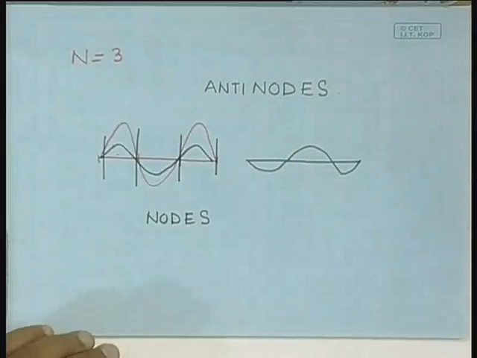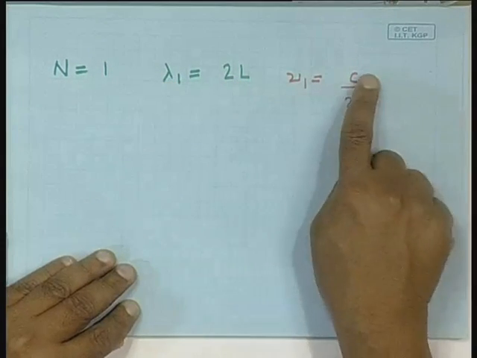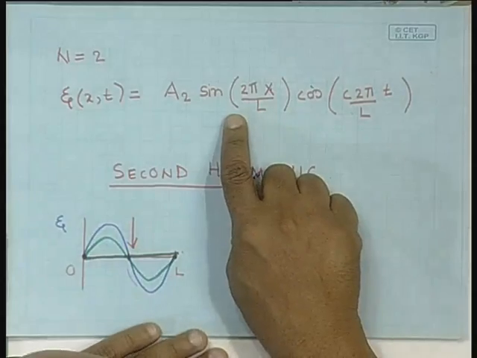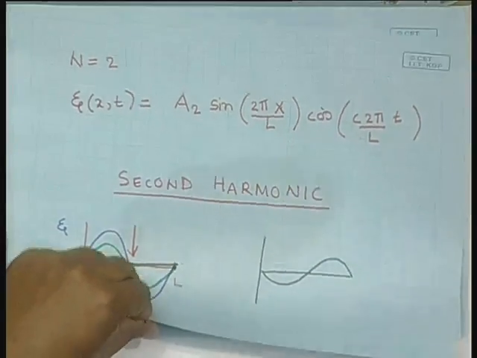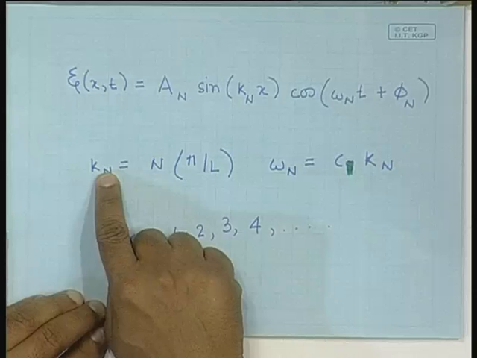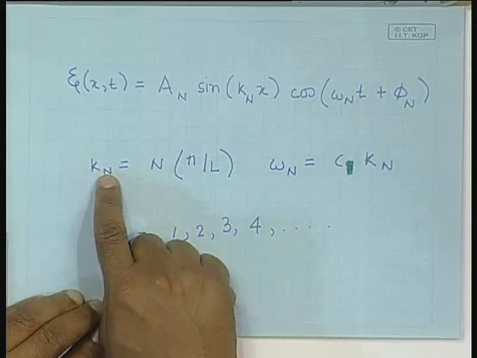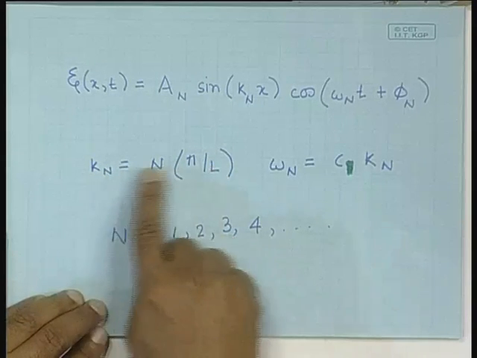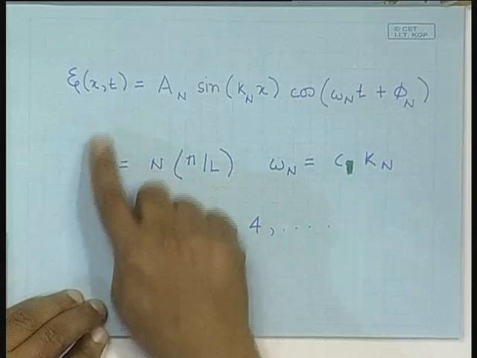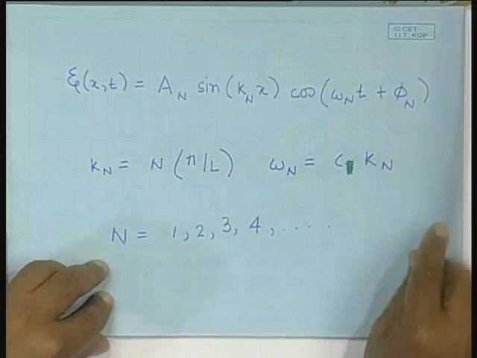We have already seen that for n equal to 1, the wavelength is 2L and the frequency is C by 2L. Let us now look at the situation where n equal to 2, or we could just use this over here. So, for k_2 there is going to be a factor of 2 over here, and 2 pi by k gives the wavelength. When n equal to 2, the wave number is 2 pi by L. 2 pi divided by the wave number gives the wavelength. So, 2 pi divided by 2 pi by L gives me L.